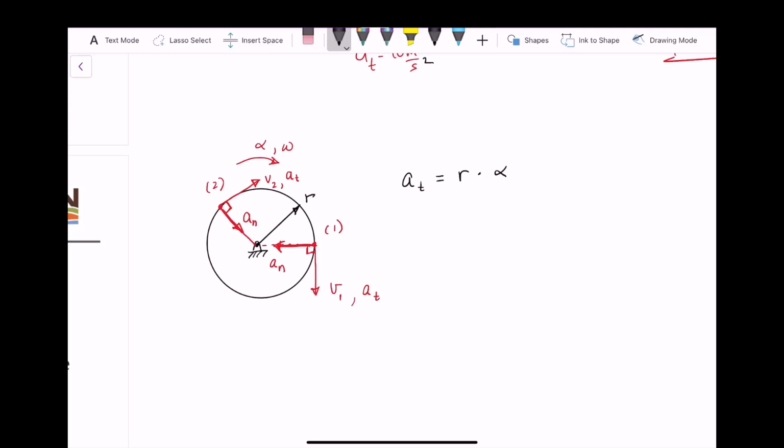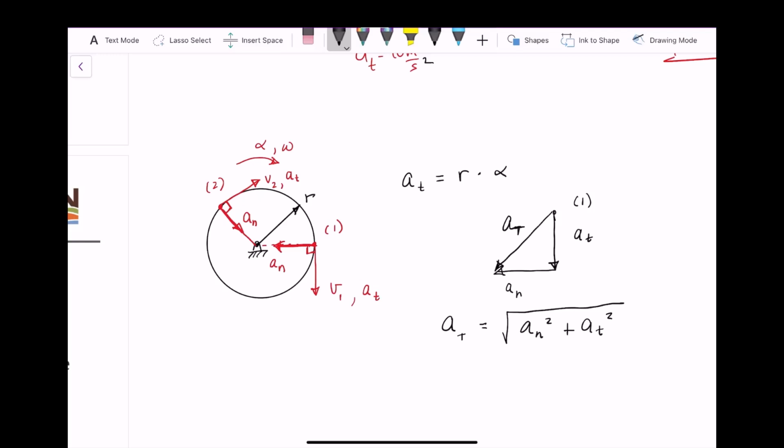So if we were to look at point 1 again, if I redraw it here, here is my tangential acceleration going straight down. This is at point 1. And if we add the other component, normal acceleration, then the total acceleration would be the addition of those two. So I'm going to use capital T for total acceleration. Using the Pythagorean theorem, the total acceleration is the normal acceleration squared plus the tangential acceleration squared, and then we take the square root of it.